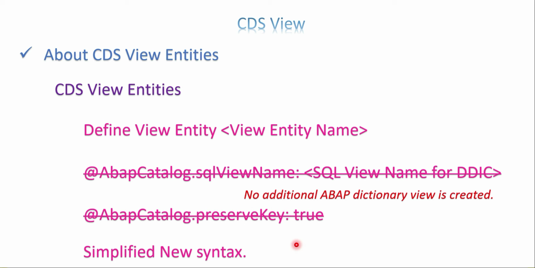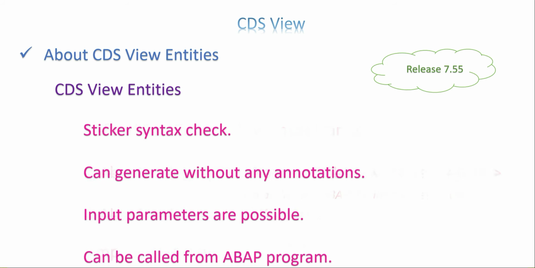Obviously, if there is a new version, whatever things are not working as expected, they might say, okay, we can upgrade this. That is always available in the new version. So that is where we have to see the new, simplified way of syntax in CDS view entities. And the release is available from 7.55 onwards. So check your version. Obviously, it should be there.